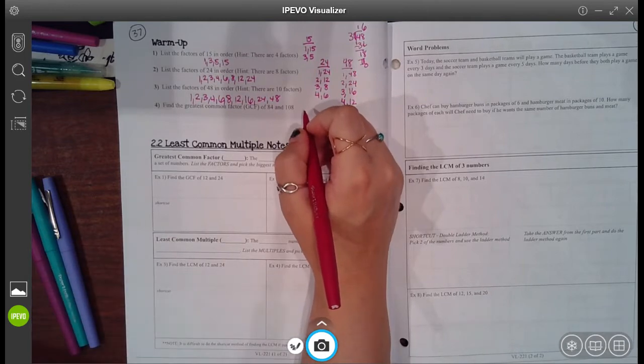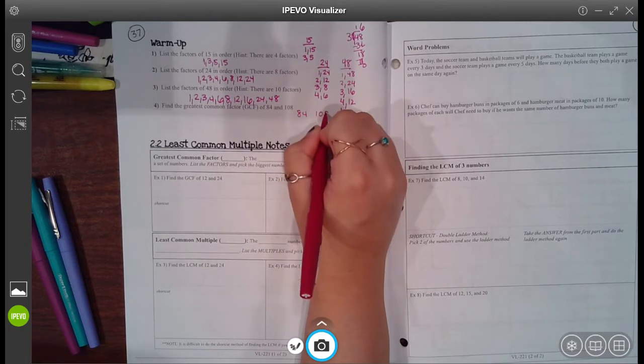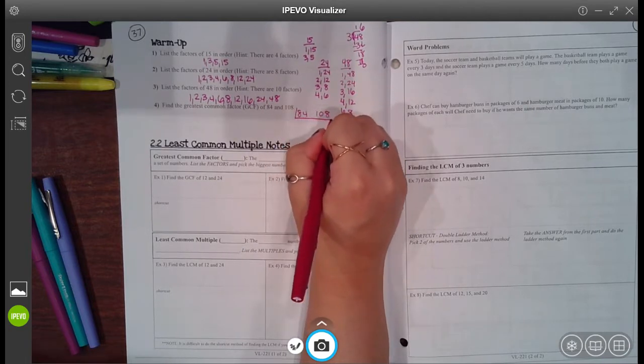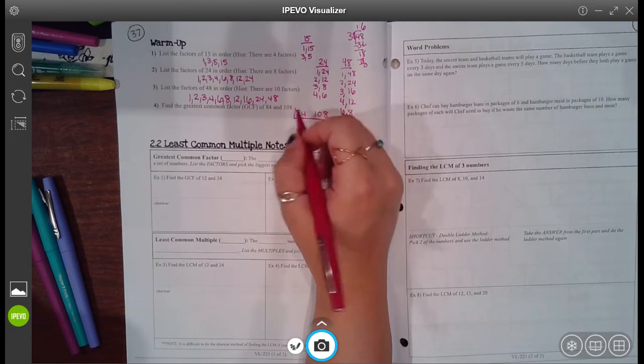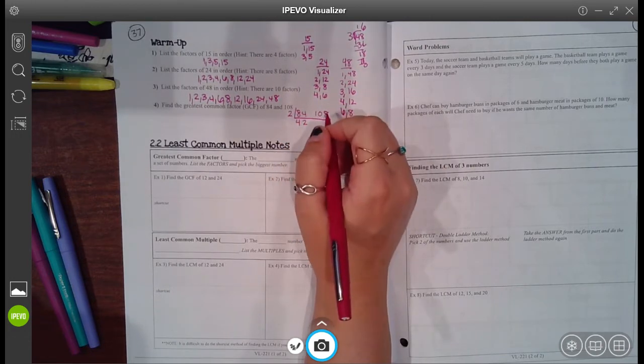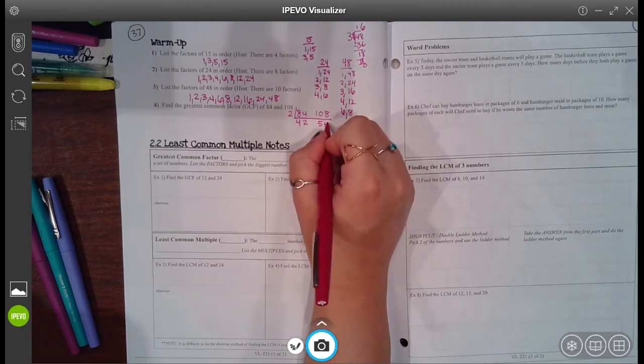Okay, last one. This one says find the greatest common factor of 84 and 108. So this is a review of the other day. We're going to do our little ladder method. Think to yourself, what can go into both of these? Well, 2 can go in. That's 42. And half of 10 is 5 and half of 8 is 4.